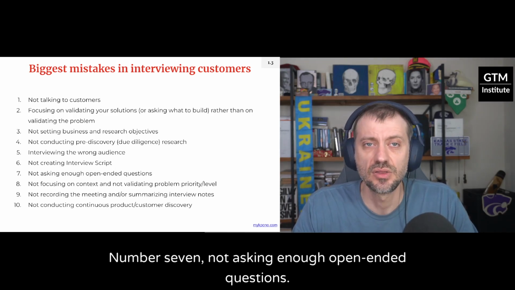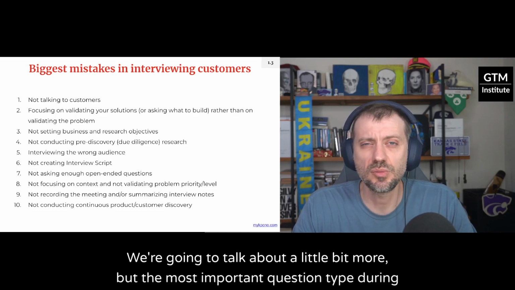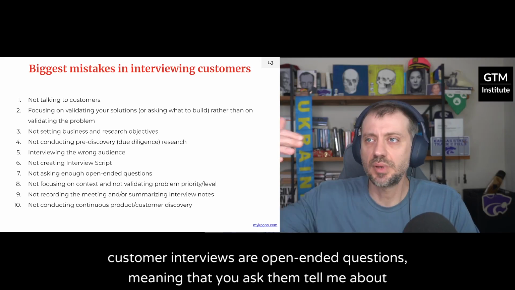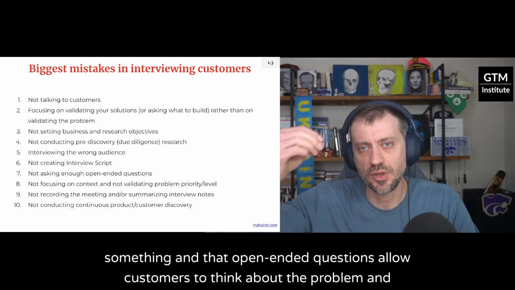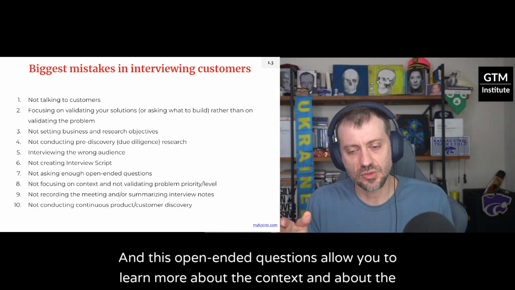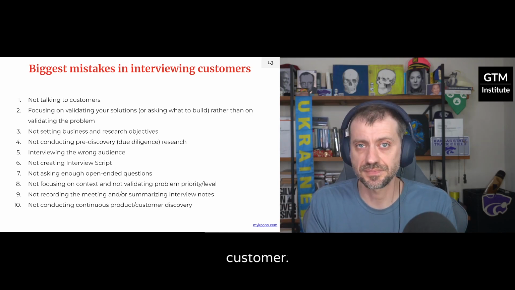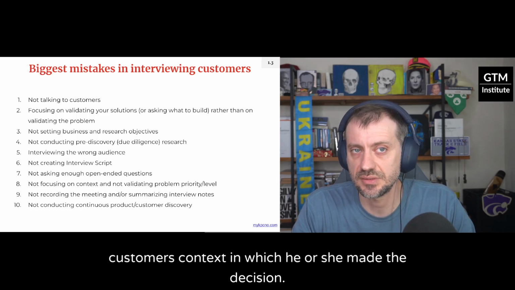Number 7, not asking enough open-ended questions. We're going to talk about it a little bit more, but the most important question type during customer interviews is open-ended questions, meaning that you ask them, tell me about something. Open-ended questions allow customers to think about the problem and slowly walk you through the different steps of answering that question. They also allow you to learn more about the customer and the context in which he or she makes the decision.